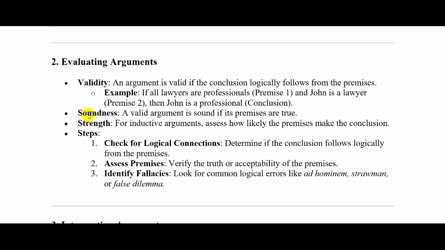Now again, it's the same point of soundness, which mentions that first we have to determine whether we can logically come to the conclusion from the premises. Second, we have to determine whether those premises have some truth value in them or not, whether it is acceptable or not. And then we have to identify fallacies. Fallacies are basically common logical errors like ad hominem, straw man, or false dilemma. So we have to look at all these errors. So we can evaluate arguments based on these things, which is validity, soundness, and strength. Strength is basically for inductive arguments.